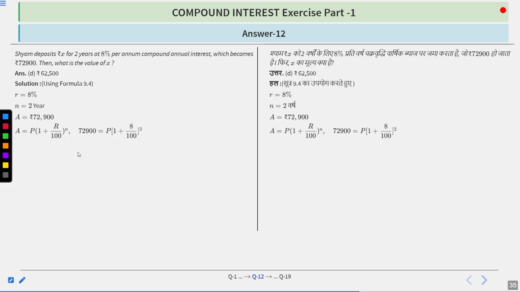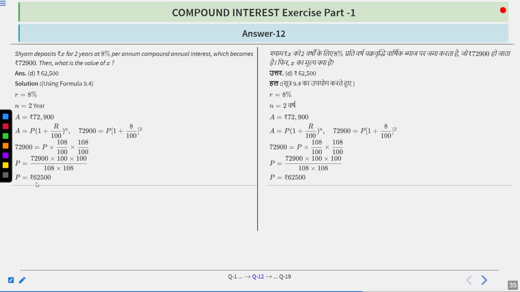That becomes 72,900 is equal to P into 1 plus R, which is 8 upon 100, and T is 2, so power 2. Therefore, 72,900 is equal to P into 1 plus 8 upon 100, which is 108 upon 100. So P into 108 upon 100 into 108 upon 100. Therefore, principal P is 72,900 into 100 into 100 upon 108 into 108. Therefore, the value of P, the principal or the amount invested, is rupees 62,500. Option number D is the correct answer.